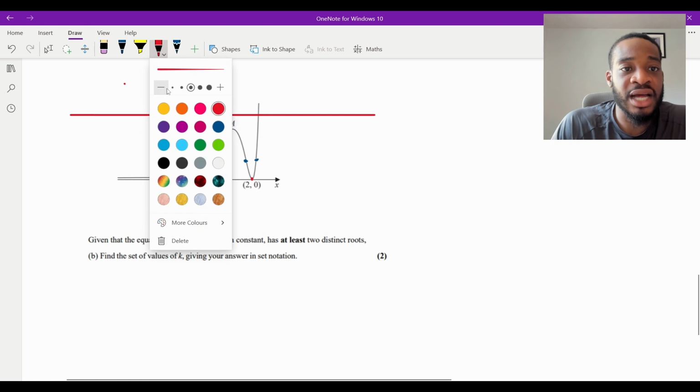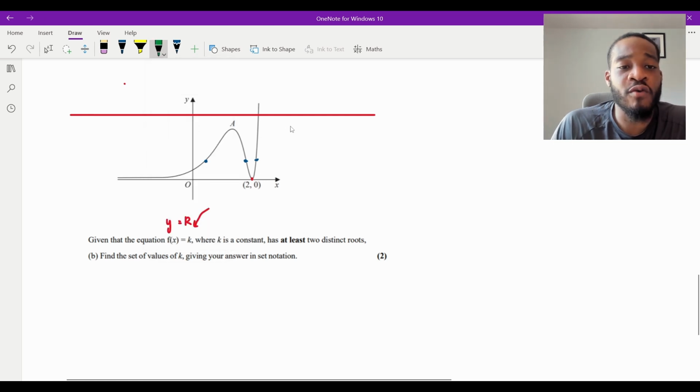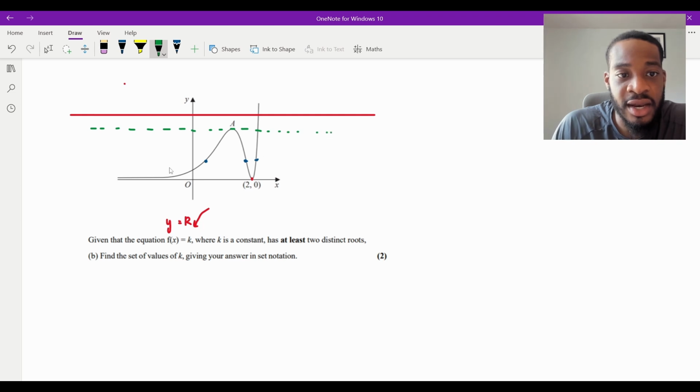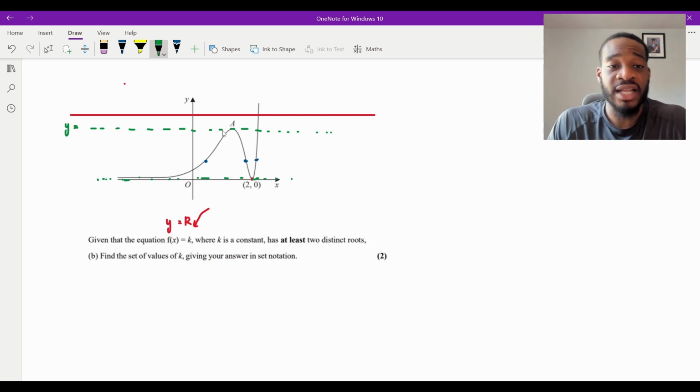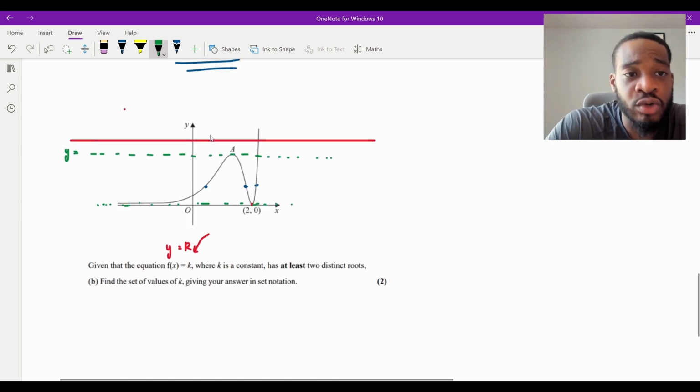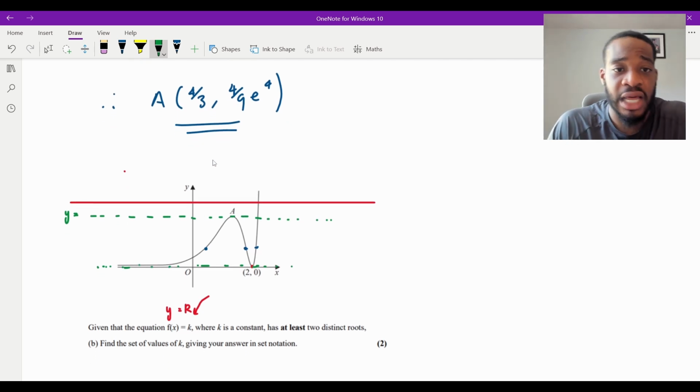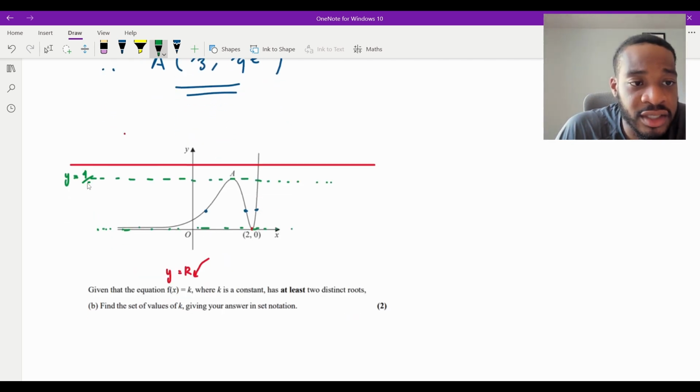So what we can say from there is that the two critical values that we're looking for are going to be this one here, like that, and then this one here, just on top of the x-axis. I'll just do it like that so it's clear. And then this value here, well, this is a horizontal line going through our turning point at A, isn't it? And we've worked out that the y coordinate of that turning point was 4/9 e to the 4, right? So I'll write that there. This is 4/9 e to the 4, right here.